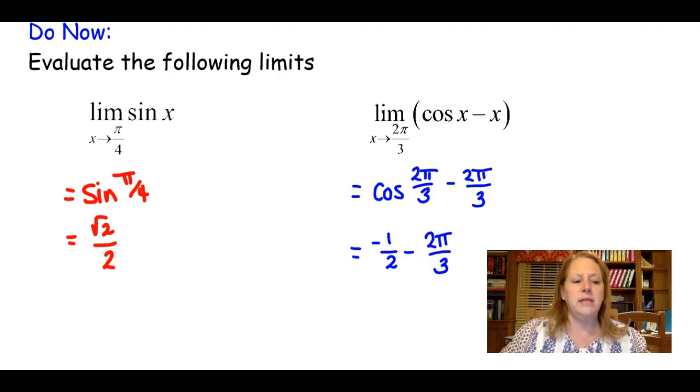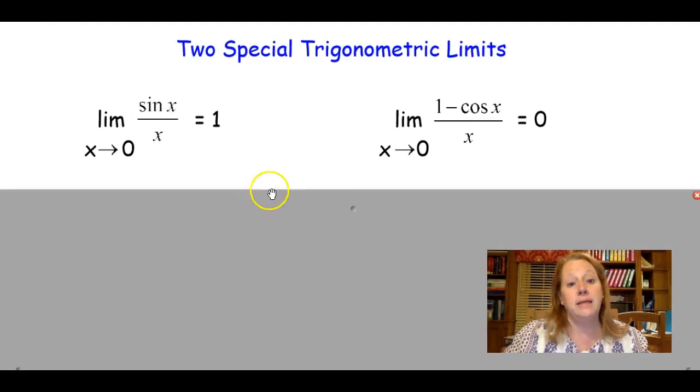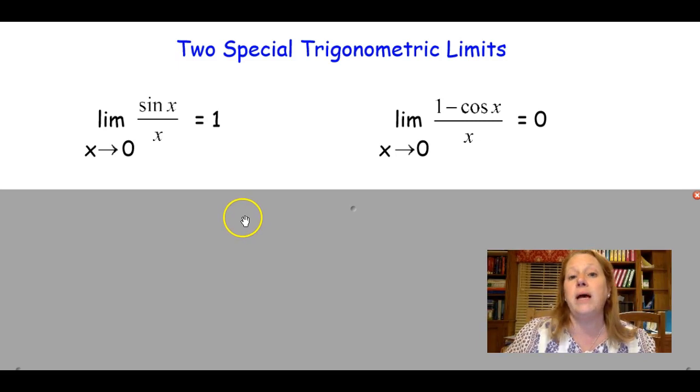So what happens if we've got a problem like this? What's the limit as x approaches 0 of sine x over x? Now this is a lot more exciting because if you try to plug in 0, you will get 0 over 0, which is an indeterminate form. Now we've already looked at this in a previous lesson. We looked at it on the calculator. We got closer and closer to 0 from both sides, and we realized that that limit is going to be 1. So this, you're just going to have to memorize.